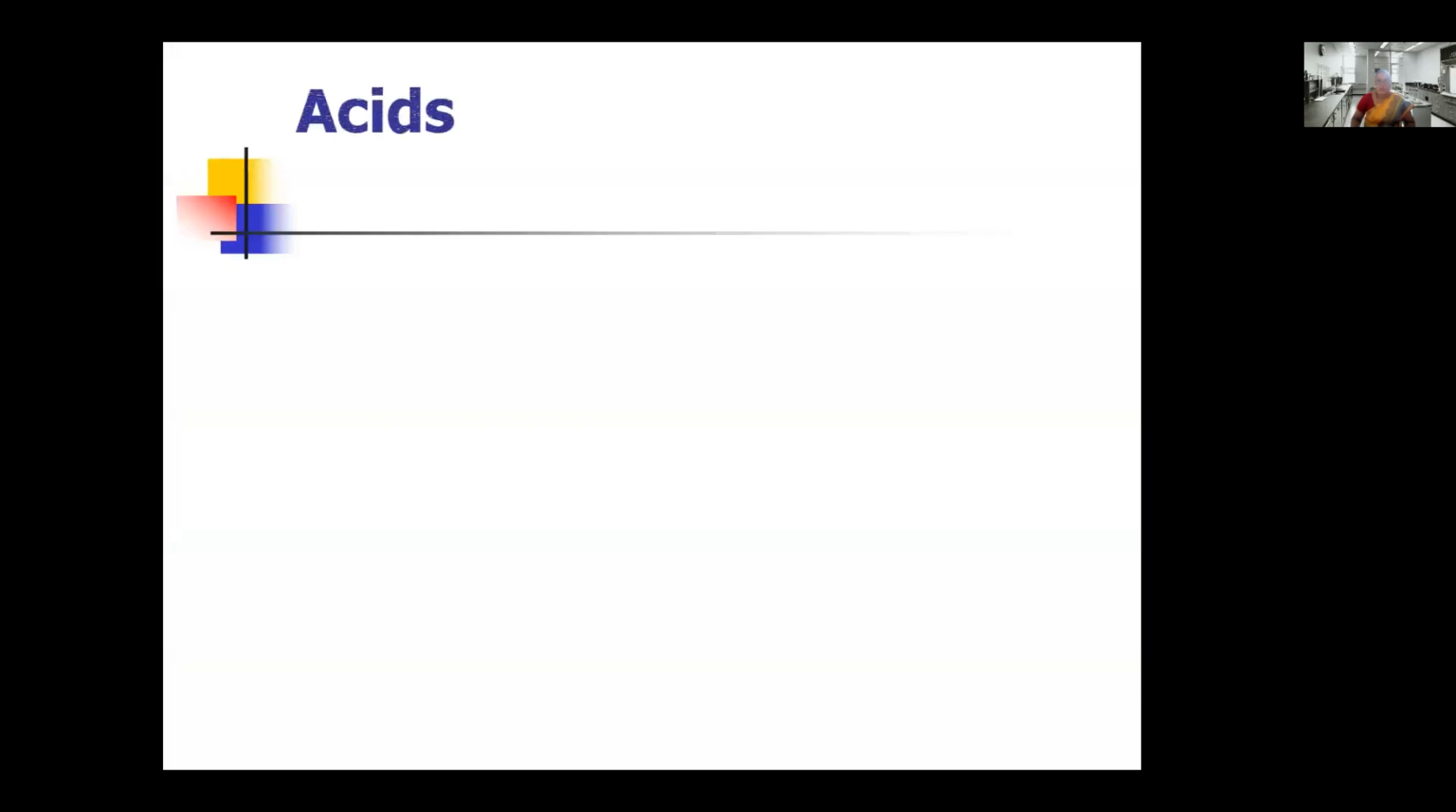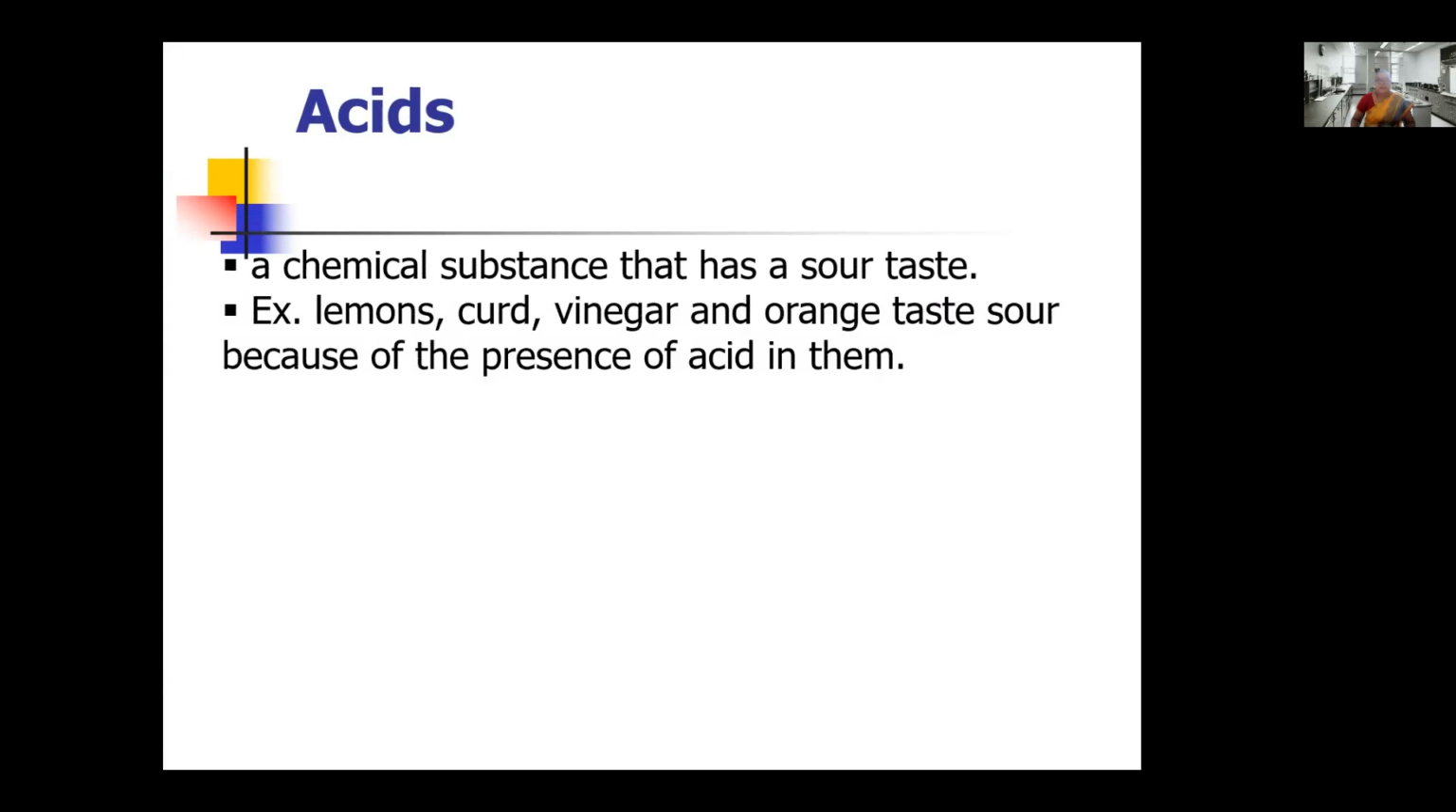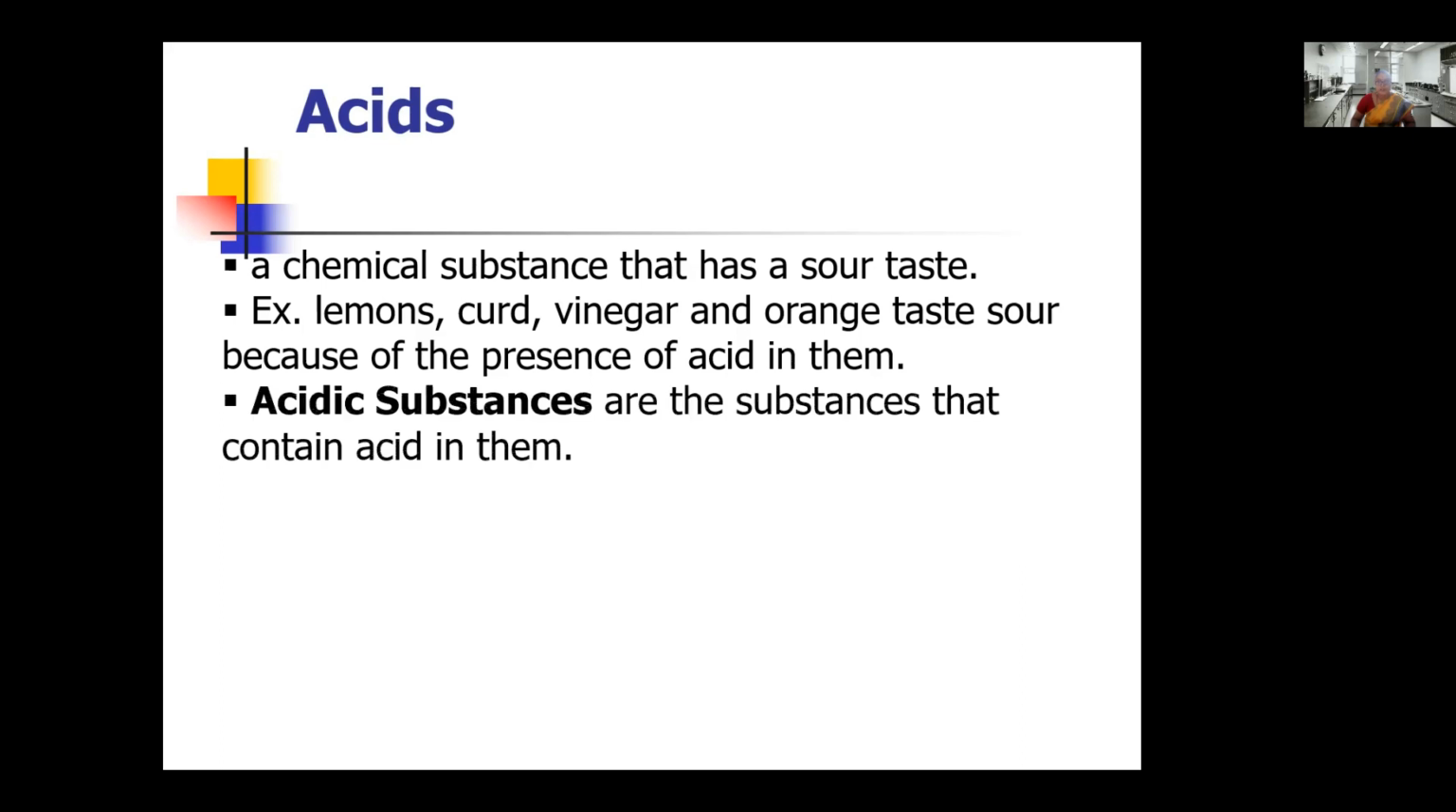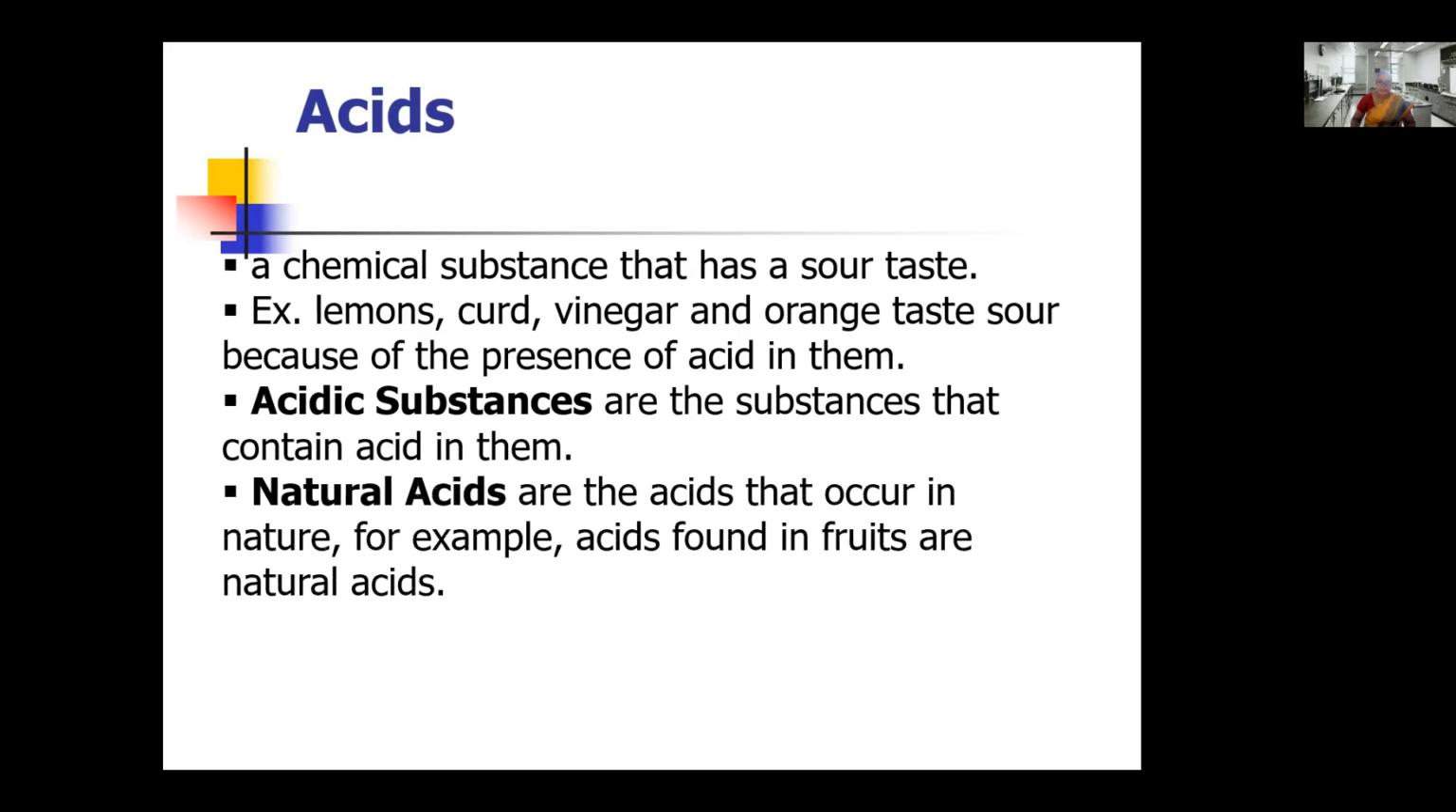So next, an acid is a chemical substance that has a sour taste. Example: lemon, curd, vinegar, and orange taste sour because of the presence of acid in them. Apart from these, we have also discussed more examples in the classroom. Acidic substances are the substances that contain acid in them. Natural acids are the acids that occur in nature. For example, acids which are found in fruits are called natural acids.